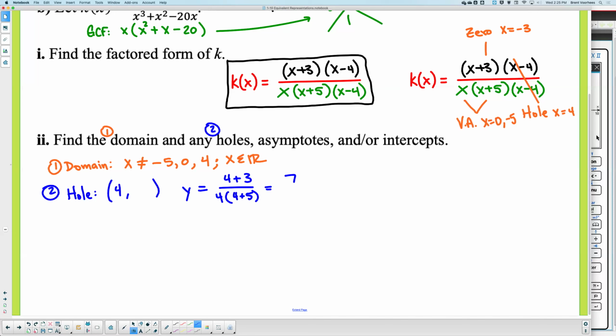4 plus 3, that's 7. Help me out down here, though. 4 plus 5 is 9. What's 4 times 9? 36. So it's going to be 7 divided by 36.